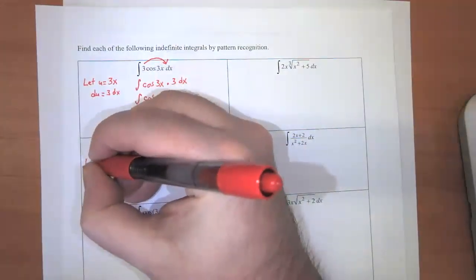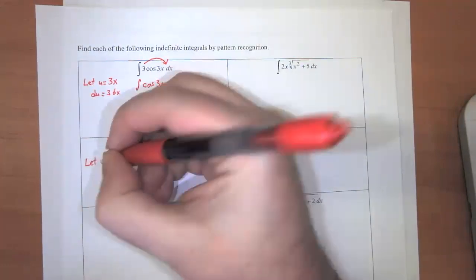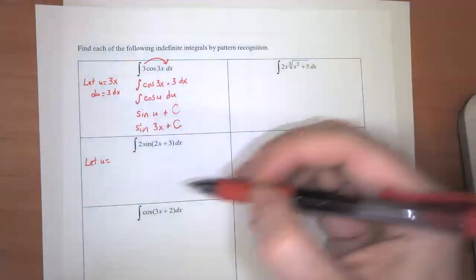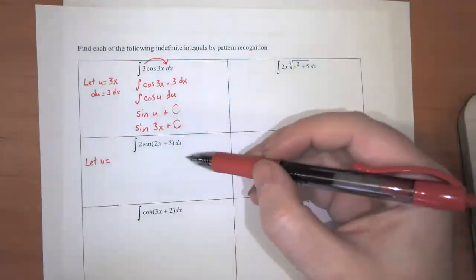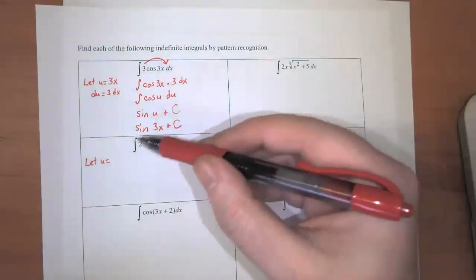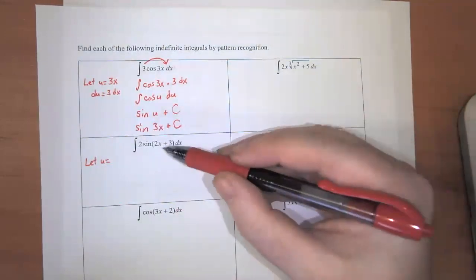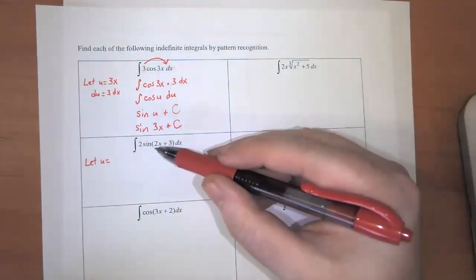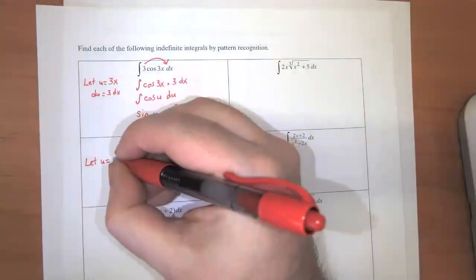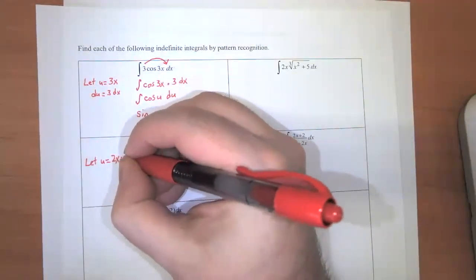So I'm going to start off by defining a u where that substitution is going to make this a lot prettier. I'm going to have a really simple function in terms of u instead of this slightly complex one in terms of x. All right, and so what I want to do is use the entire inside function here. So it's 2x plus 3.